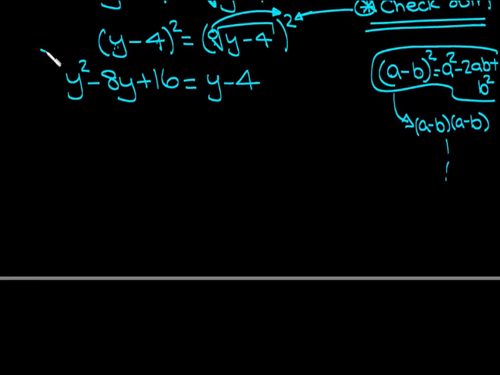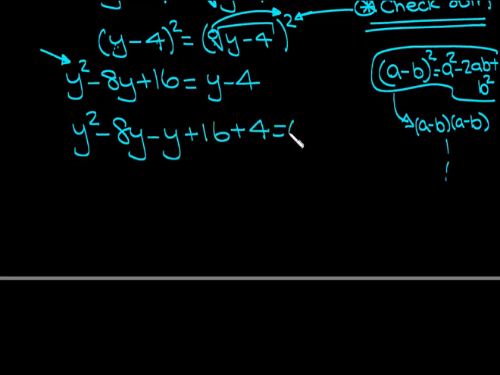Now it's a quadratic, you guys can see that, so I want to move everything to one side. So I get y squared minus 8y minus y plus 16 plus 4 is equal to 0. So I get y squared minus 9y plus 20 is equal to 0.